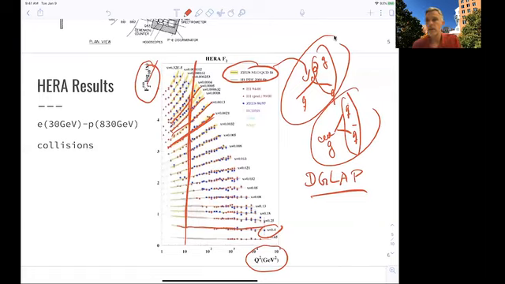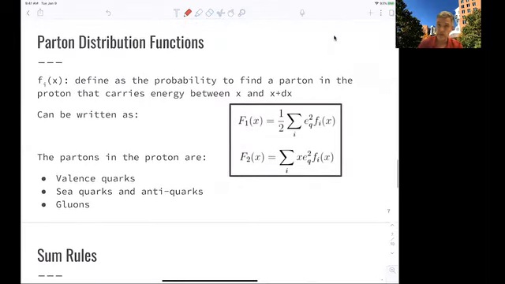If we want to now calculate a cross-section of a proton scattering with a proton, we are actually interested in the energy distributions or the momentum distributions of the partons in the protons. And so we'll come back to how we use this later, but I want to introduce parton distribution functions, which do exactly that. They're defined as the probability to find a parton in the proton that carries energy between x and x plus dx. You can write them using the structure functions before, but they literally describe this probability.